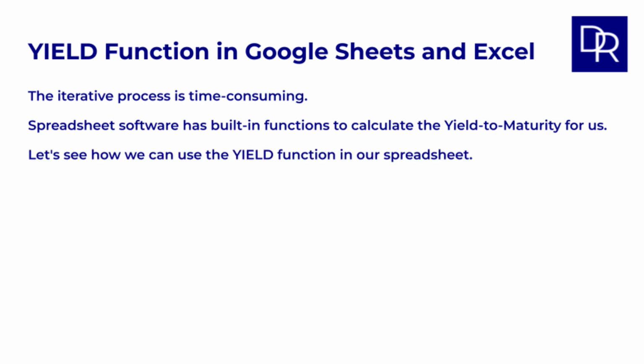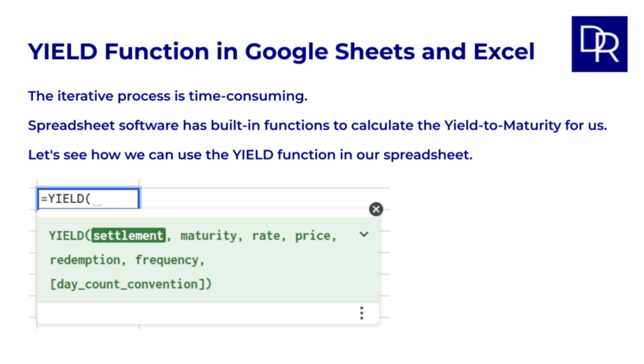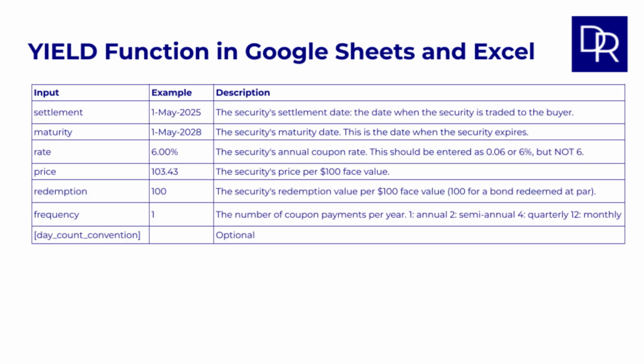So, let's see how we can use the yield function in our spreadsheet. As we saw in previous lessons with other functions, we can see what inputs are needed by going into any cell in the spreadsheet and entering equals yield open bracket, as shown here. We see there are a few bits of information to be provided. First, the settlement date. Let's say we are valuing this bond on May 1st, 2025. Next, the maturity date, which is 3 years from the settlement date, so May 1st, 2028. The precise dates don't matter as long as the maturity date is 3 years after the settlement date.